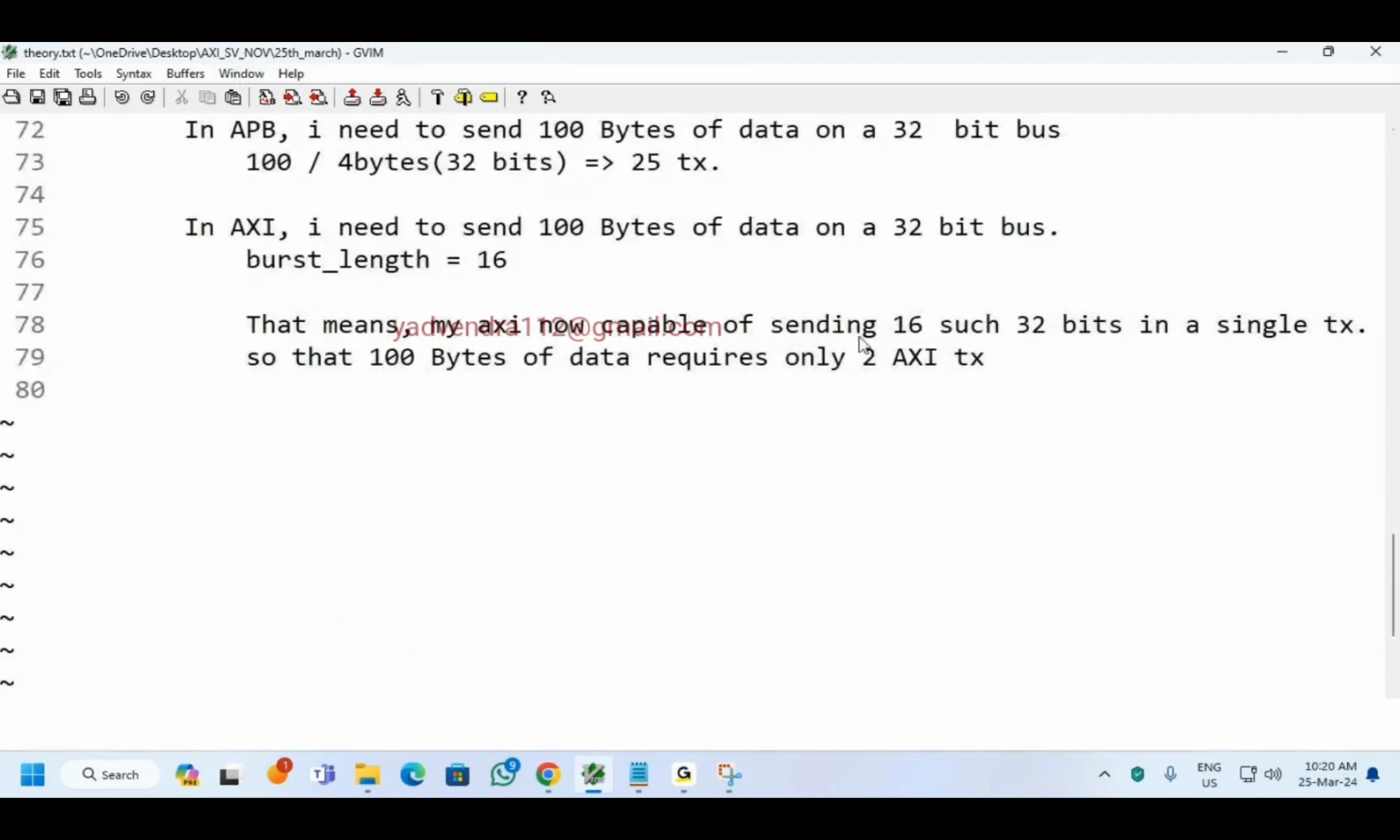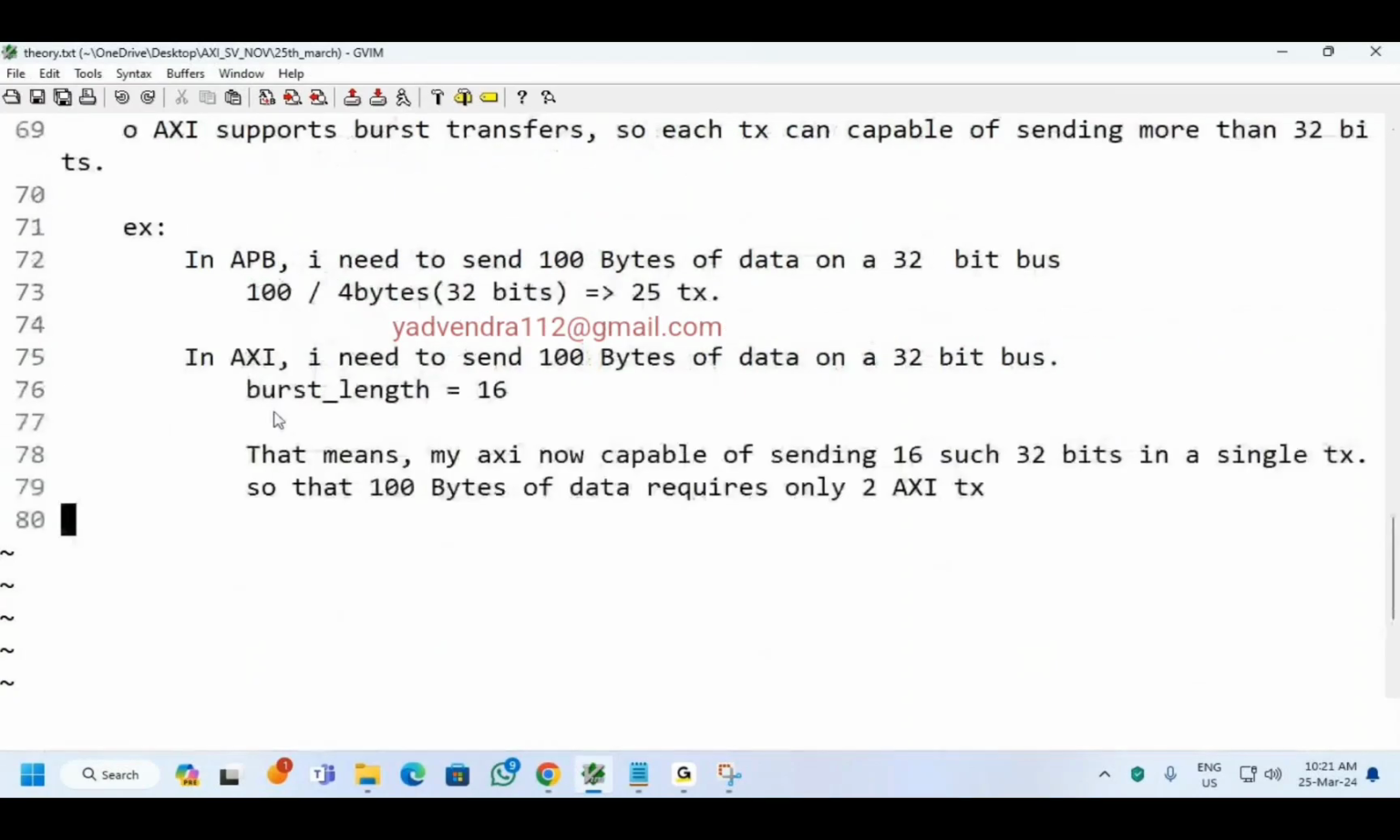So how I tell that it is 2 AXI transactions is, I tell that burst length is equal to 16. That means I can send 16 such 32 bit items. That is what this burst length is telling me. We will see what this burst length is and everything else later. I am not introducing all those things right now, I am just introducing the burst length.